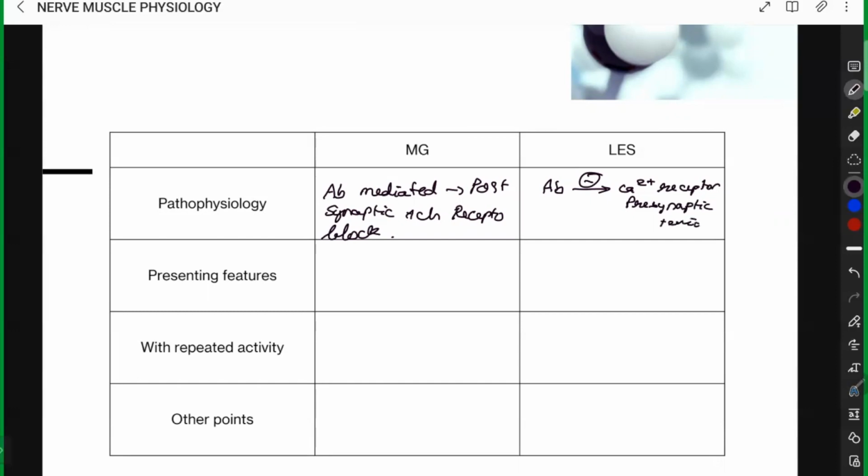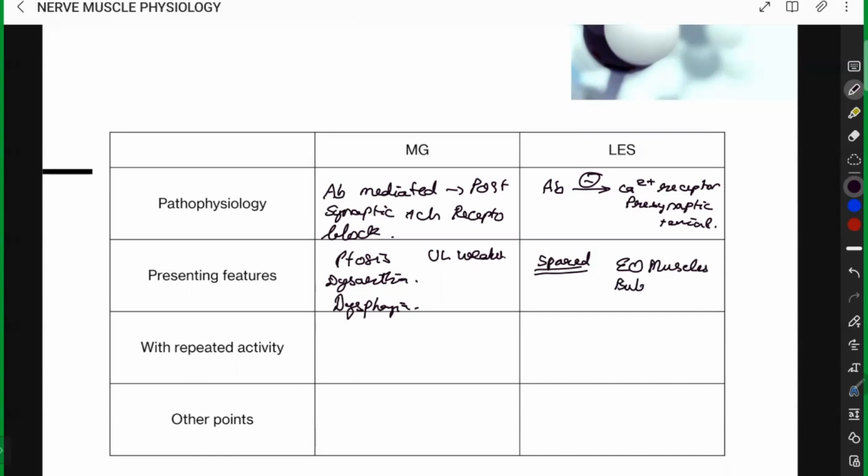Because of this, what happens? In myasthenia gravis, there is weakening of muscle, causing ptosis, dysarthria, dysphagia, and then upper limb weakness. That is the immediate presenting feature. Whereas in Lambert-Eaton syndrome, there is weakness of muscle, but with some exceptions. Some muscles are spared. For example, intraocular muscles are spared, bulbar muscles are spared, and limb muscles are spared.